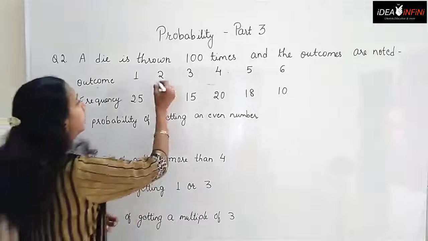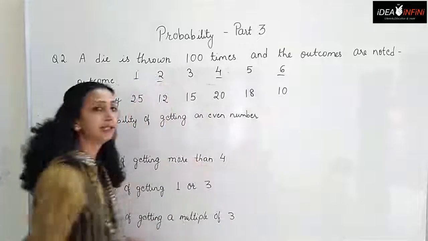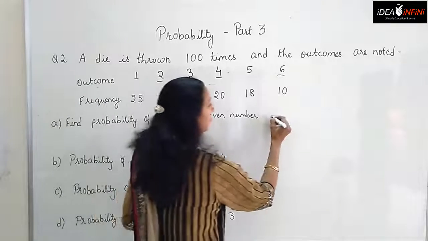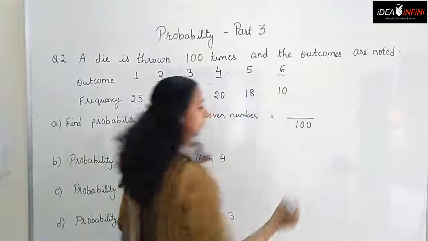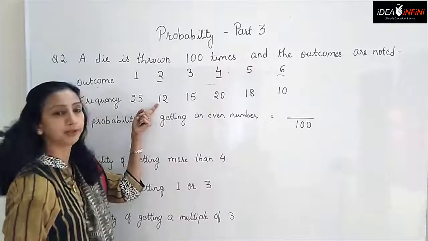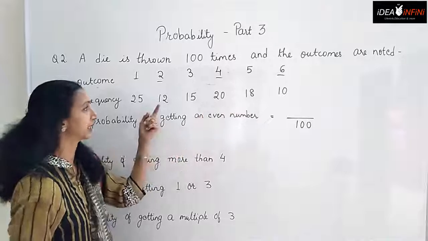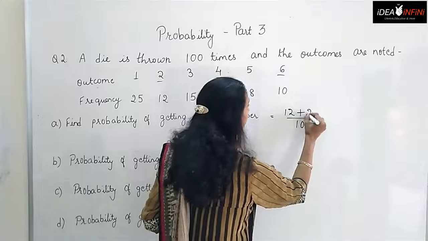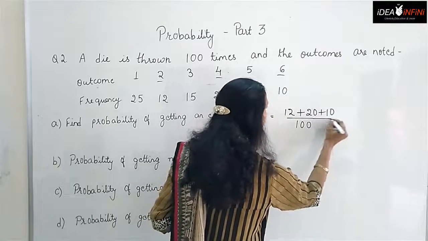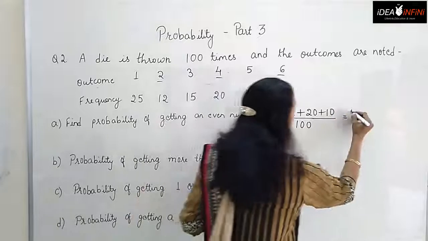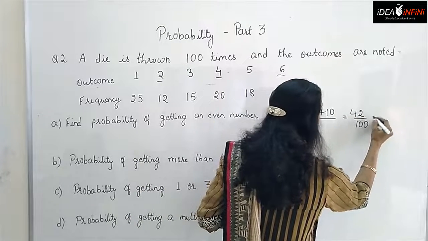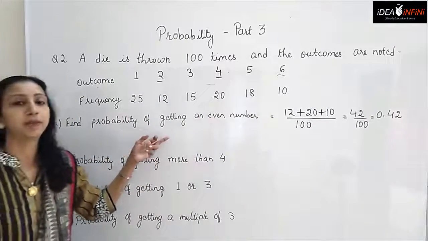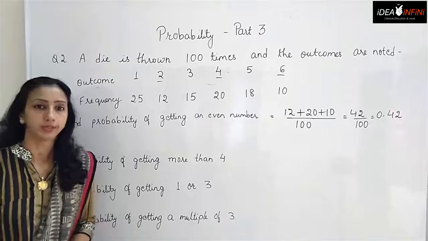So as we see, 2, 4 and 6. These are the even numbers that can appear on a die. So what we do is, the total number of outcomes we first write in the denominator, that is 100, and then add up the frequency of 2, 4 and 6. This is 12, 20 and 10. So I am adding them up, 12, 20 and 10, and what I get is 42 by 100, or 0.42. This will be my required probability of getting an even number on a die when it is thrown 100 times.